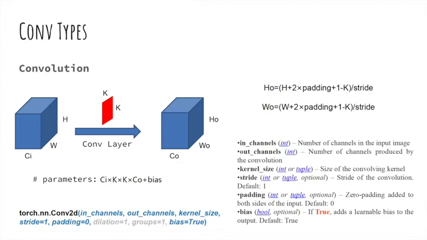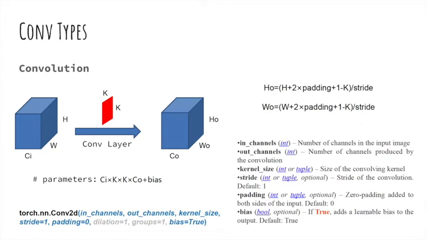Padding decides if you want to pad 0 around the border. Bias equals to true, and usually we set it to true. It is the y equals to wx plus b. In total, there are ci times k times k times co plus bias parameters. I set the dilation and groups to gray because common conv doesn't use these two parameters. And they will be used in other convs, which I will mention soon in the following slides.